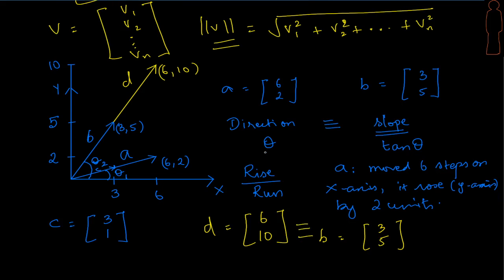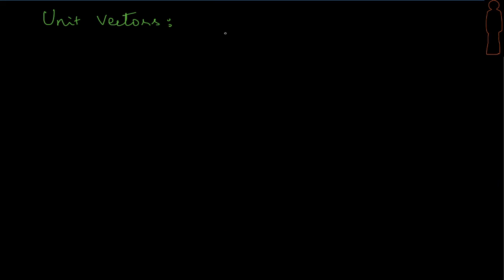So with this idea of vector direction and magnitude, let us proceed to the next topic, where we are going to discuss what are called unit vectors. Unit vectors have a very simple definition. Any vector whose magnitude is 1 is termed a unit vector. Let's take some examples. The simplest example can be the vector 1, 0, whose magnitude is 1, or the vector 0, 1, whose magnitude is 1.